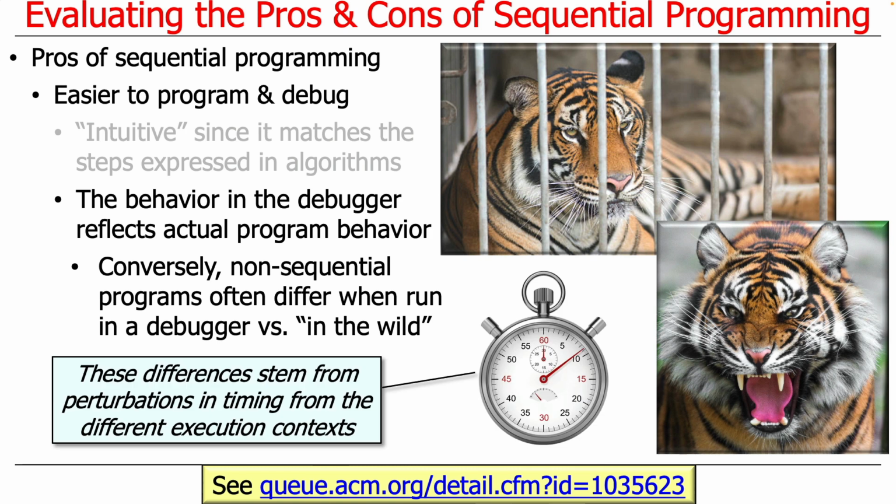Why does this occur? It's because there are often perturbations in timing from running in different execution contexts. When you run in a debugger, it runs at a different speed. You may put breakpoints in certain places, so it's not going to behave exactly the same way it will when you run it in production code. Very, very frustrating, by the way.